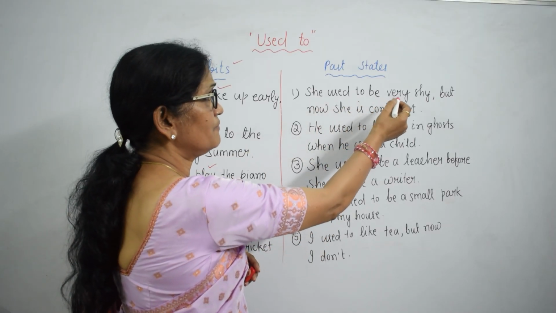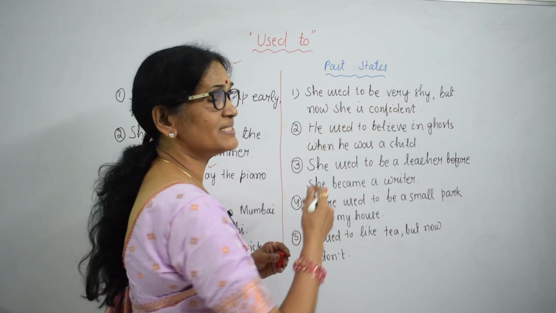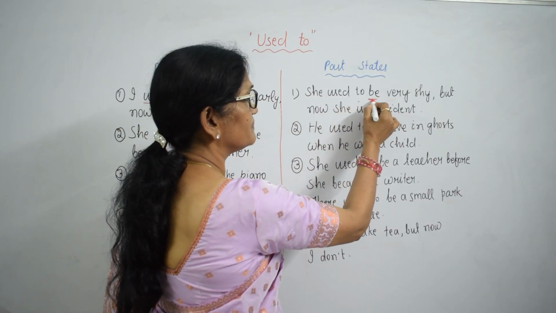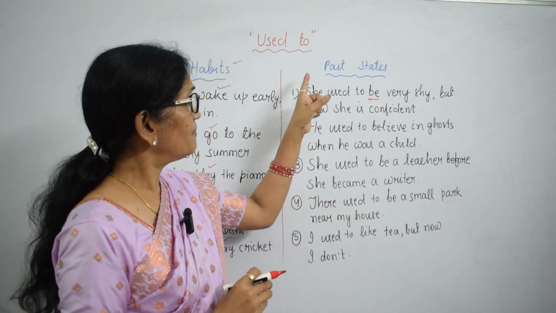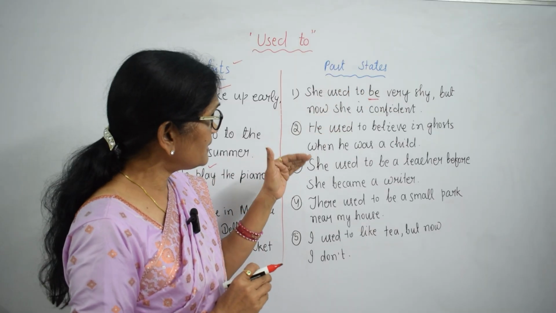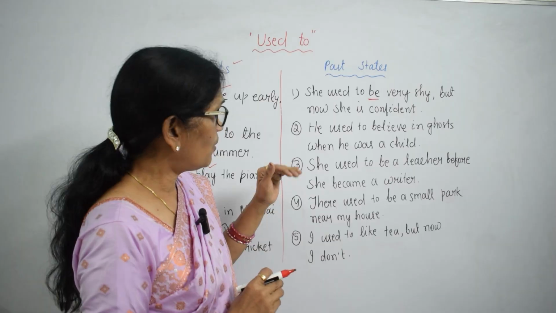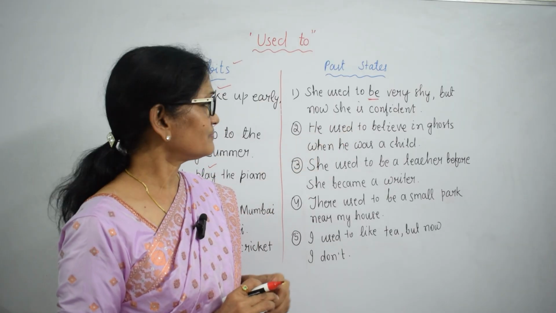Then come to past states. She used to be very shy, but now she is confident. She used to be: the verb is one stative verb, past states. That means she was very shy in the past, but now she is confident.